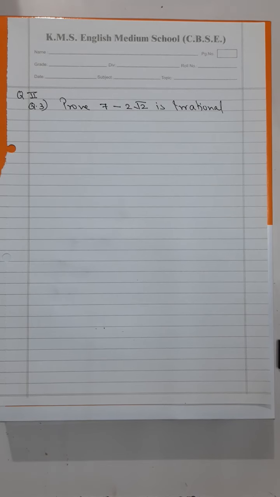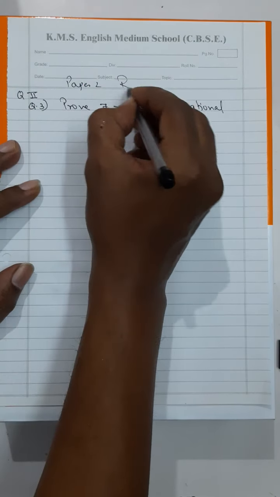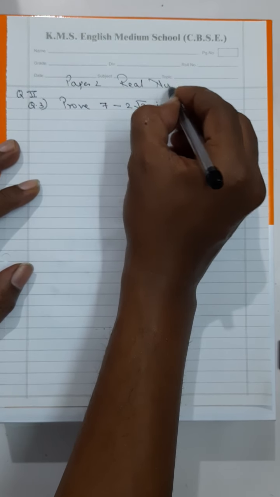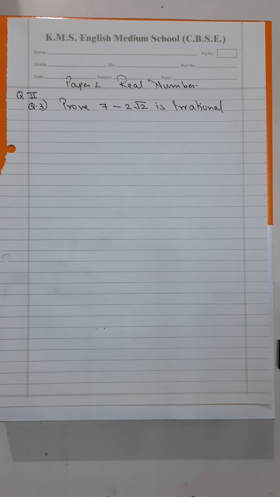So dear students, this is again paper 2 of real numbers. This is question number 2, sub question 3, where we have to prove 7 minus 2 root 2 is an irrational number. Most of you must know this question very nicely. The only thing is that there are still many students who are making some type of mistakes.